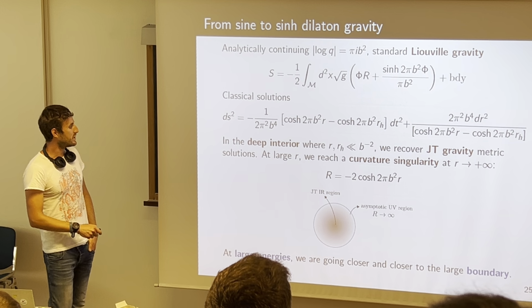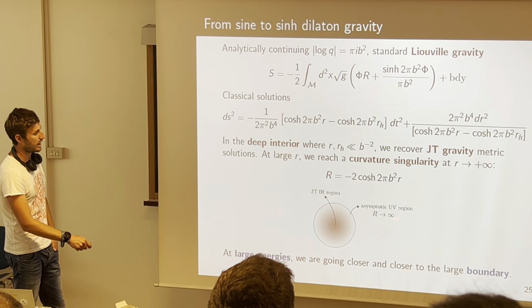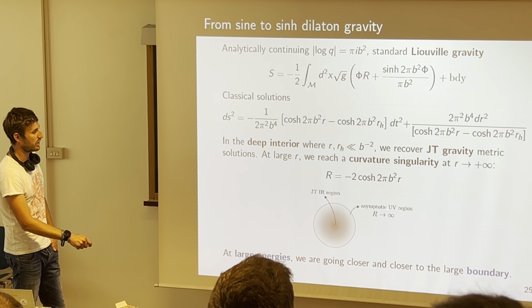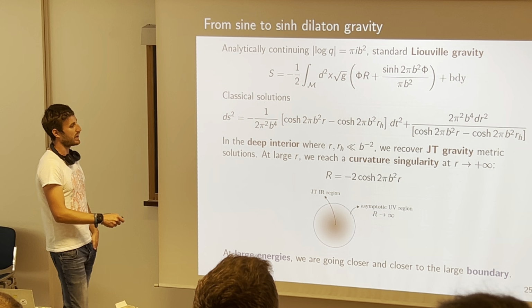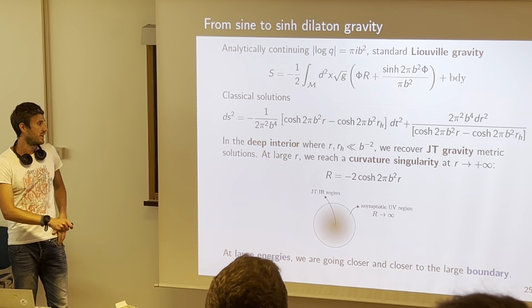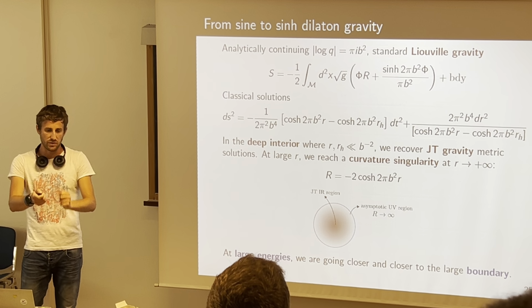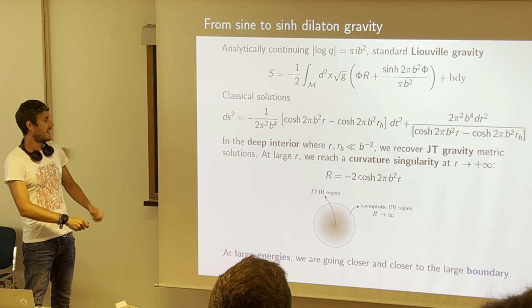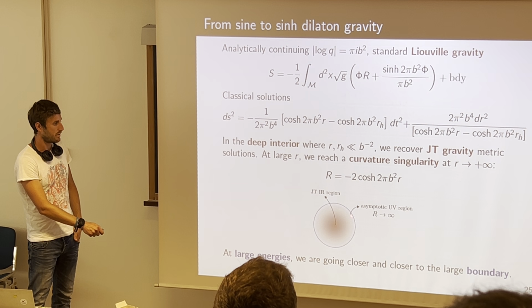It turns out that as we go close to the boundary, so we increase our energy and go to the UV region, we are basically deforming away from JT. This can be seen, for instance, by computing the saddle point of the partition function, and you can see that at small energies you just recover the relation between energy and temperature of JT gravity, but as you increase the energy, this relation is deformed away.